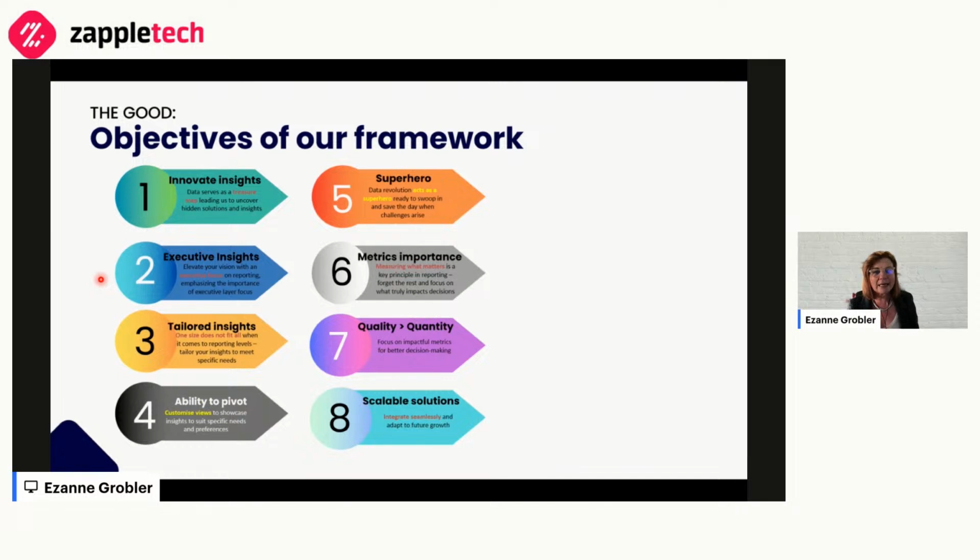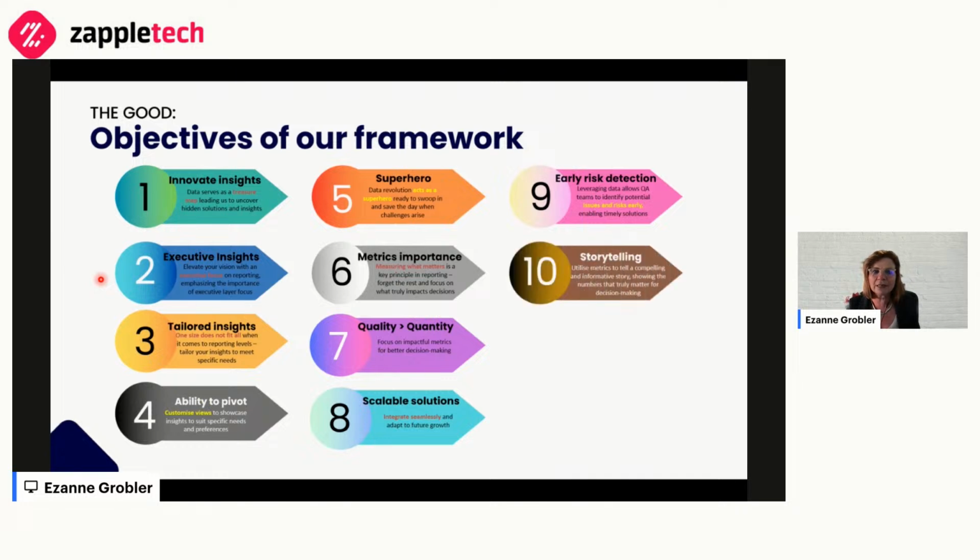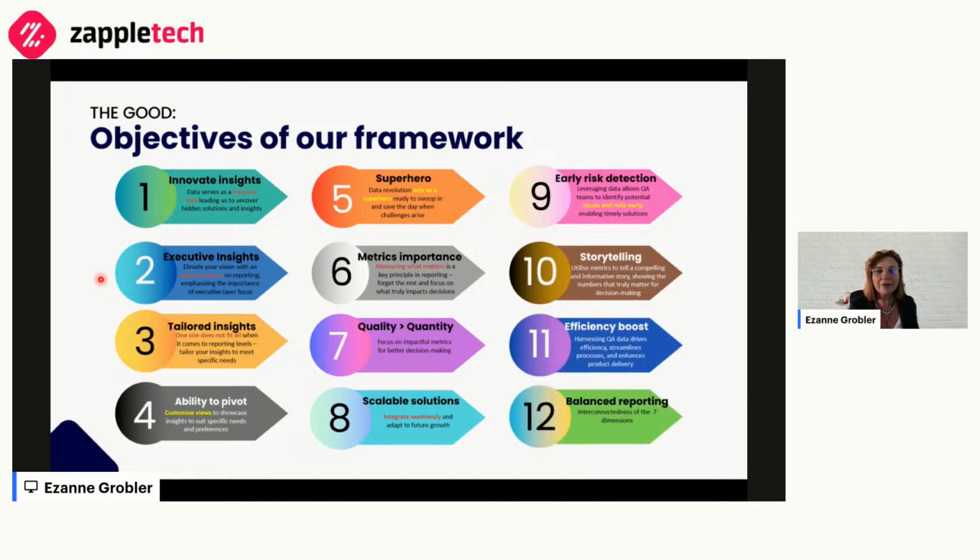Scalable solutions, so integrate seamlessly, integrate into different tools. So our framework is almost like an ERP, an executive report program that actually sits on top of different databases. Early risk detection, needless to say, be able to do the storytelling, have an efficiency boost, and ultimately have balanced reporting. Interconnectedness of the 7 dimensions. Understand that one dimension will have an impact on the other dimension, and bring those stories together and bring that interconnectedness together for your stakeholders.